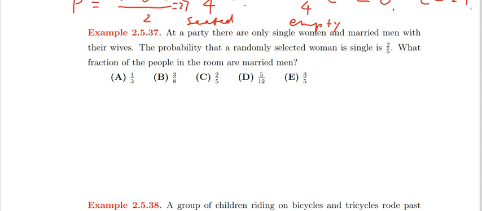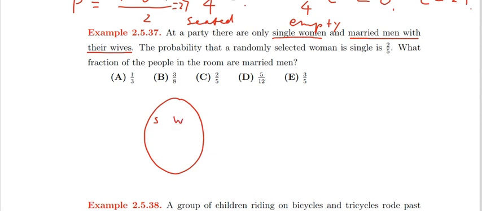Okay, so this is at a party. There are only single women and married men with their wives. So let's say in the party we have 3 kinds of people: single women, married men and married women, right? We actually have 3 kinds of people.